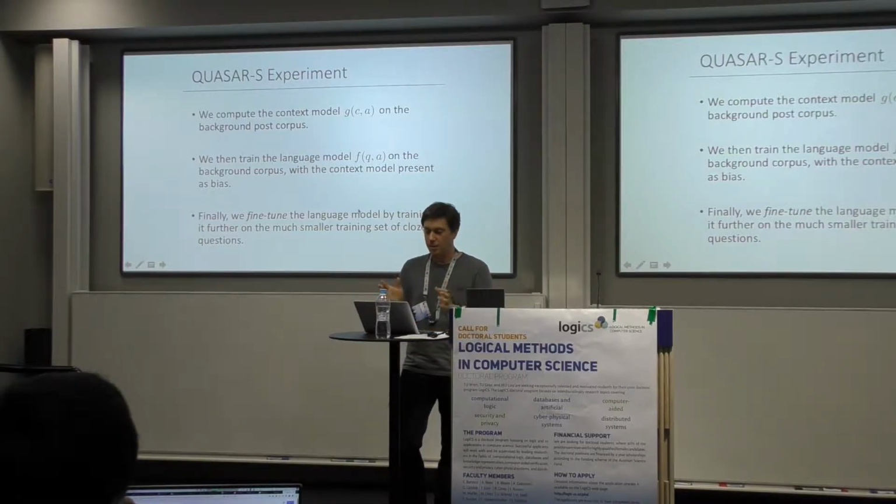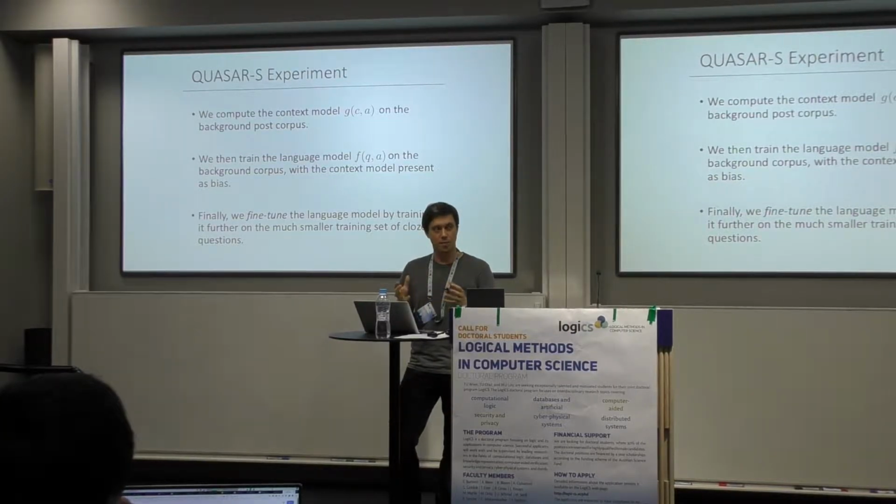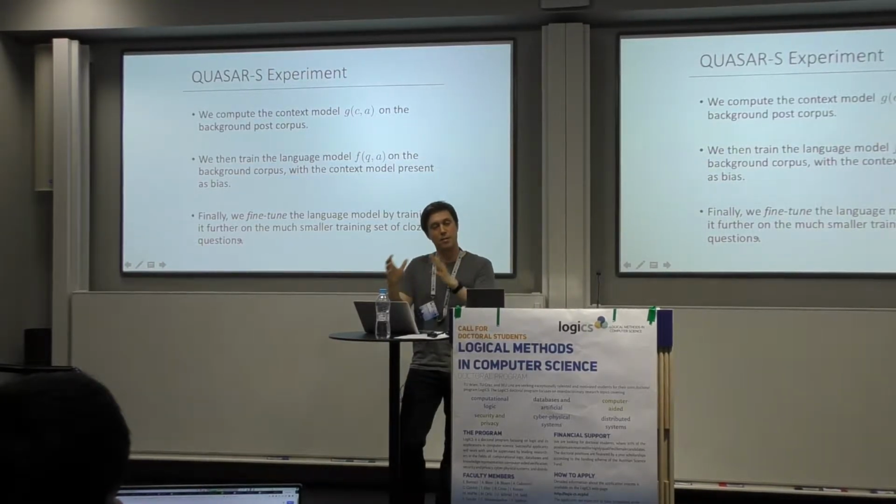So for the experiment, we compute the context model G as I described on the background corpus. Then we train the language model F, the BiGRU, on that background corpus with that context model present as a bias. Then since we really want to be able to answer the closed questions, we fine-tune on those questions by training a little bit further on that set of questions, but it's a much smaller data set.